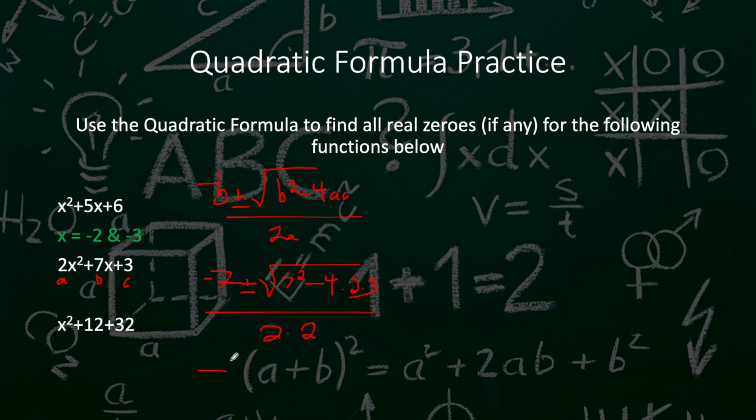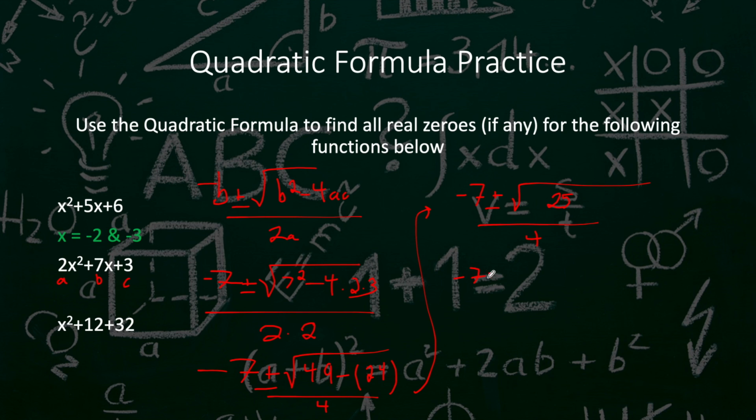This leaves us with negative 7 plus or minus the square root. 7 squared is 49, minus 2 times 3 is 6, 6 times 4 is 24. And 2 times 2 is 4. Moving this up here, we have negative 7 plus or minus the square root of 49 minus 24, which is 25, all over 4.